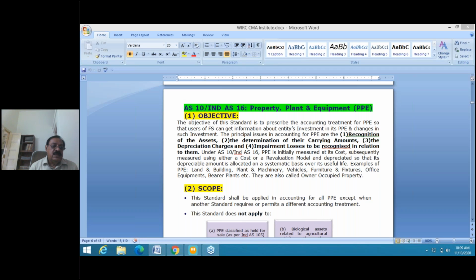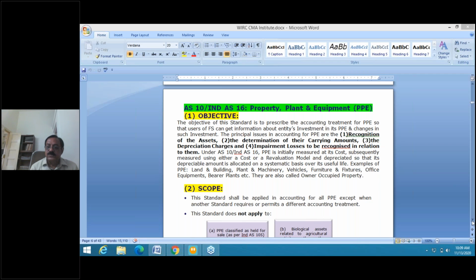Examples of PPE: land and building, plant and machinery, motor vehicles, furniture and fixtures, office equipment, bearer plants. I think, friends, this may be a new terminology, but I will explain it later on. Just now, what is bearer plants? They all are called owner occupied property. So under this AS, only owner occupied property is considered, which is owned by the owner of the entity and used by him, not meant for rental and capital appreciation only.